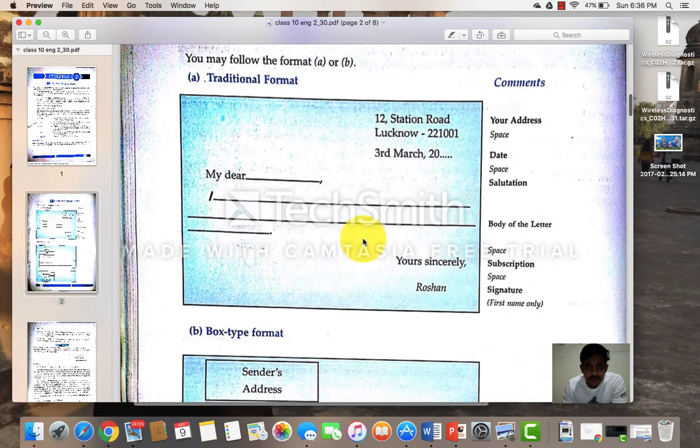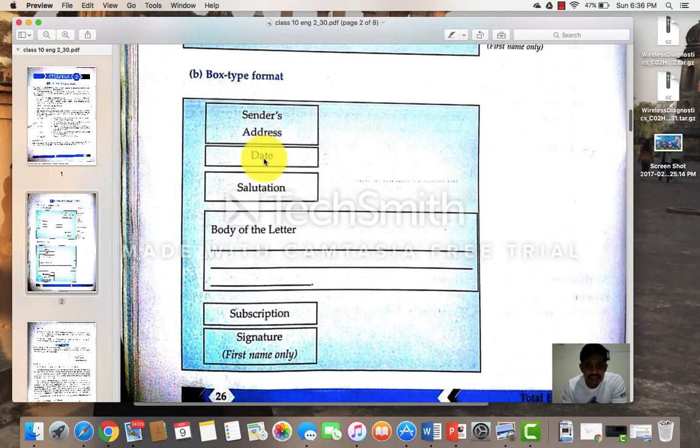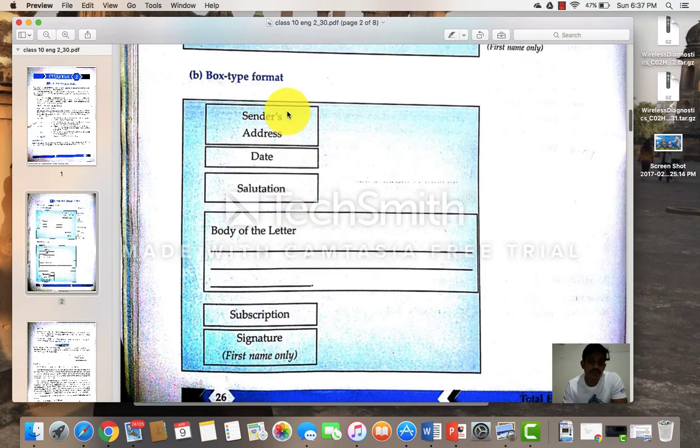In the traditional format, we will write the address, the date, the subscription and the signature all on the right side, except the salutation that comes on the left side. In the box type, the sender's address, date, salutation, subscription and the signature, everything comes on the left side.